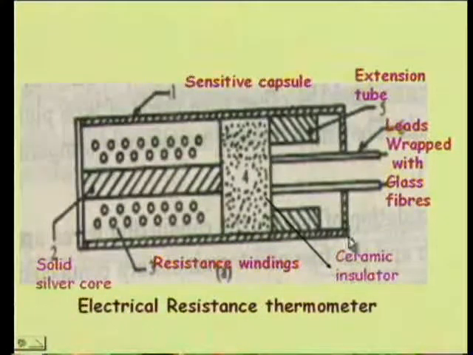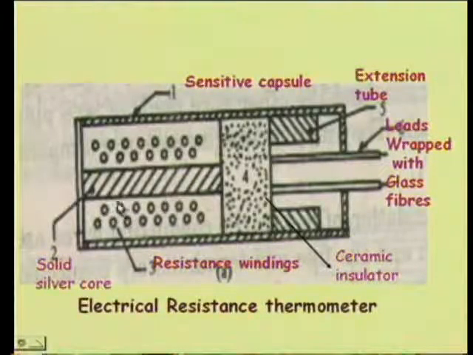Right. Now see, this is an electrical resistance thermometer. There are two types of thermometers. This is one type of thermometer, a tip type thermometer. Here, this is a core which is called the solid silver core, and these are the resistance windings. So these are the windings.